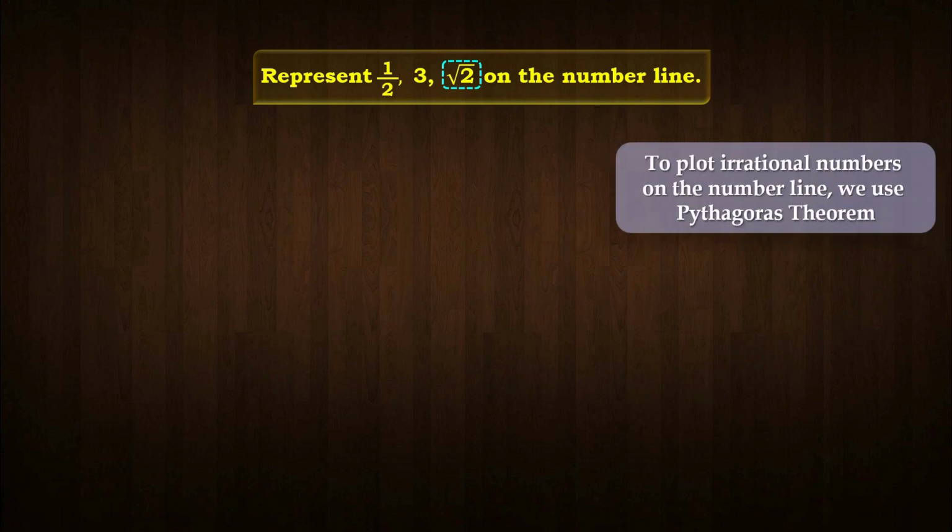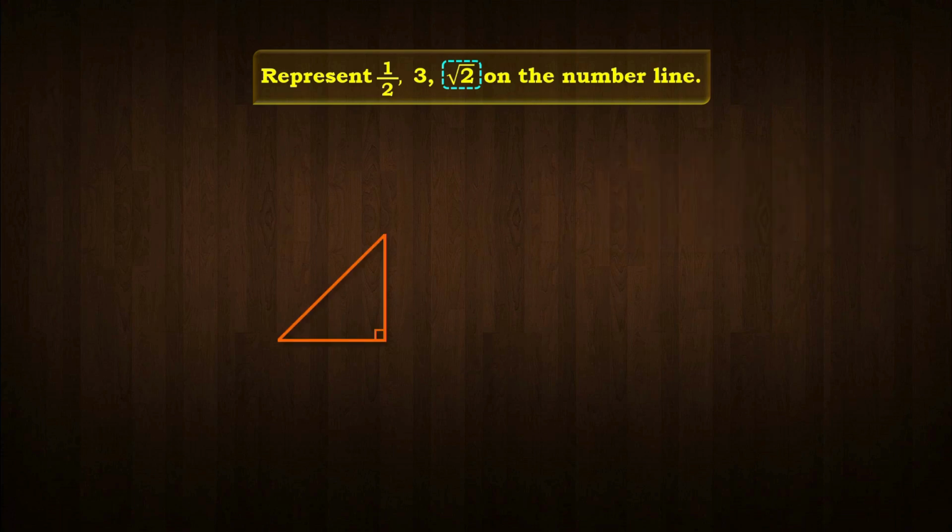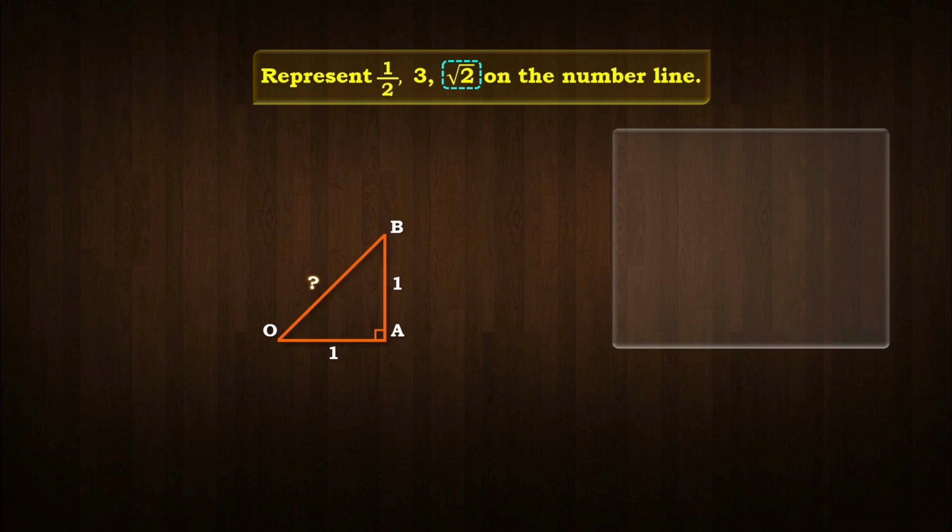So now we are going to see how we are going to draw the root 2. So to plot irrational numbers on the number line, we have to use the Pythagoras theorem. So, what is Pythagoras theorem? Pythagoras theorem states that if there is a right angle triangle, then the base square plus height square or perpendicular square equal to hypotenuse square.